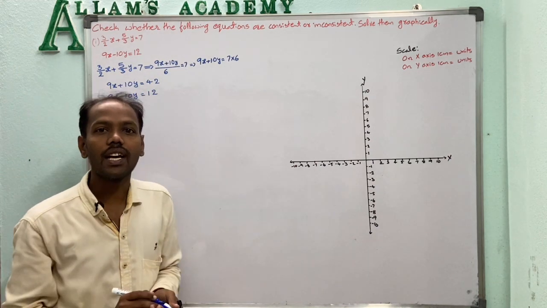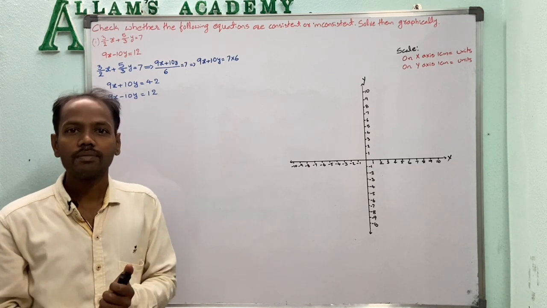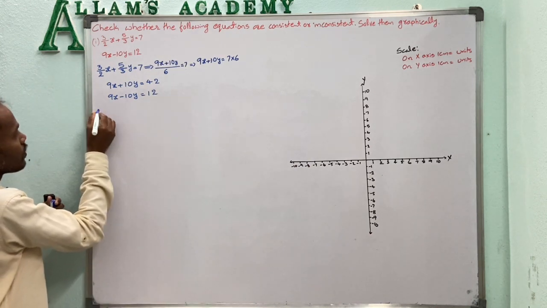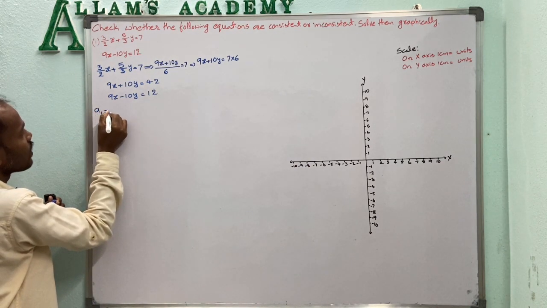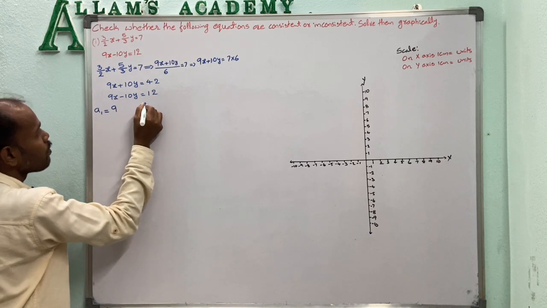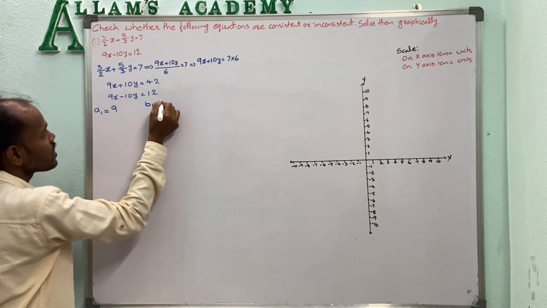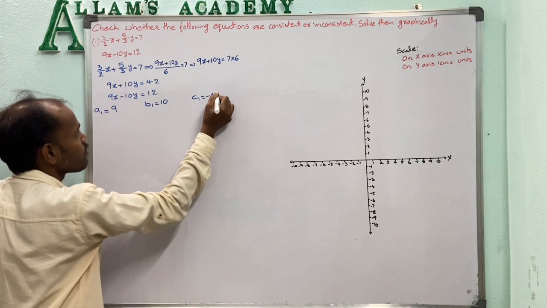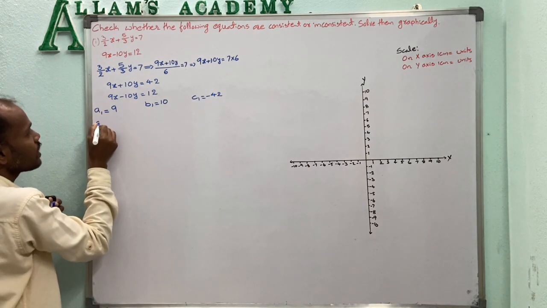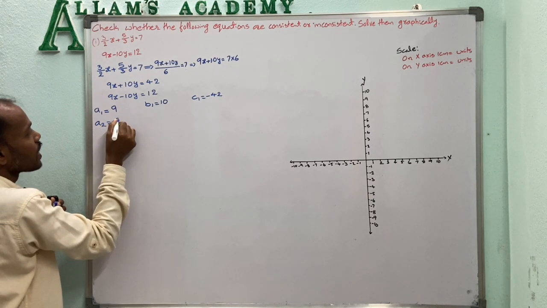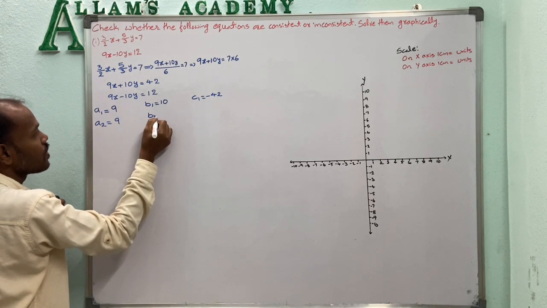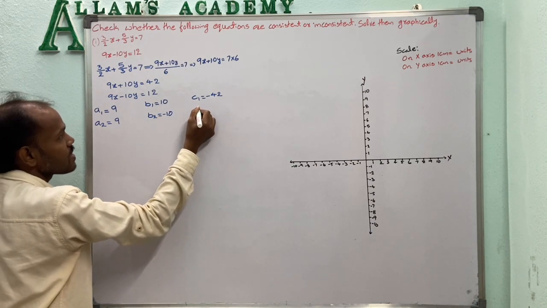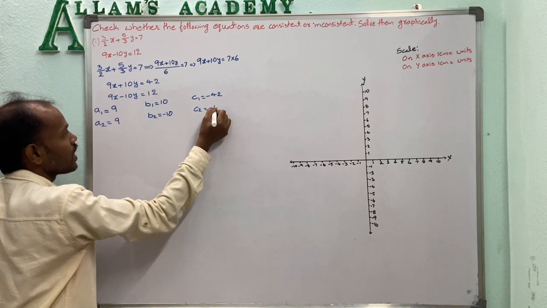Now here we compare the coefficients of x, y and the constant terms. So a1 equal to the x coefficient 9, b1 equal to the y coefficient 10, c1 equal to the constant term, that is minus 42, a2 equal to 9, the second equation's x coefficient, b2 equal to minus 10, c2 equal to minus 12.